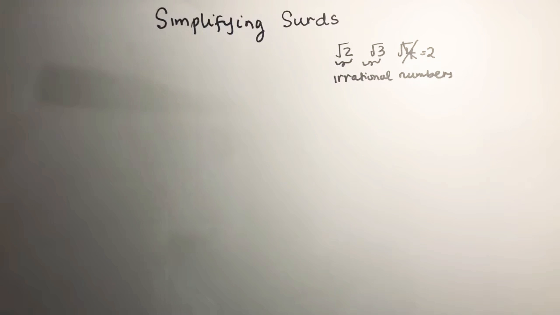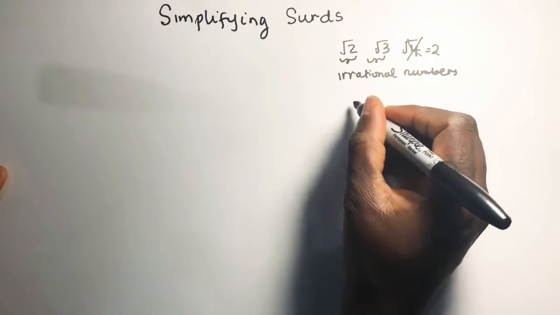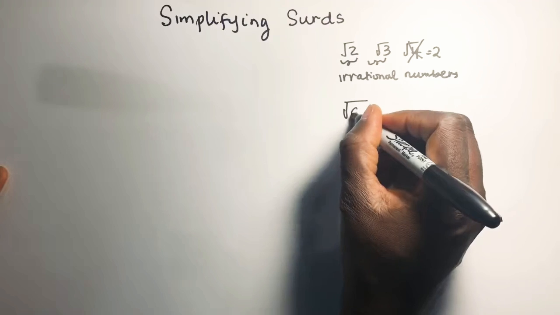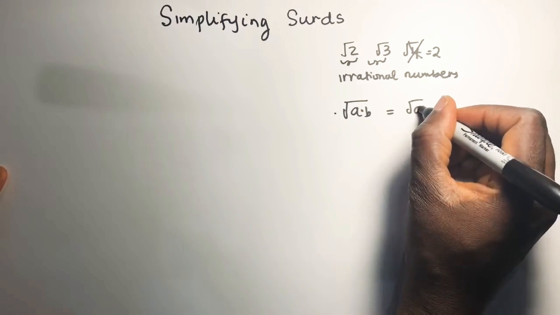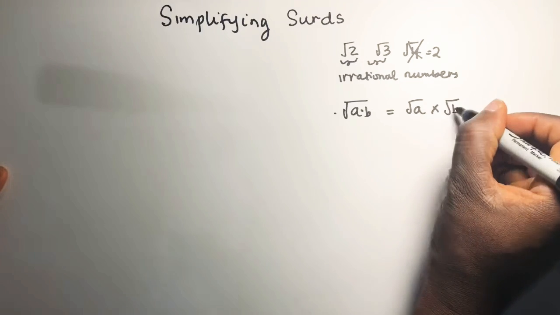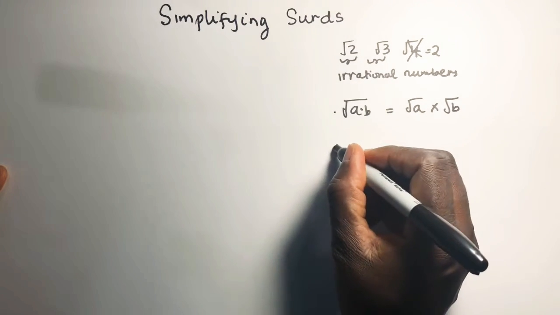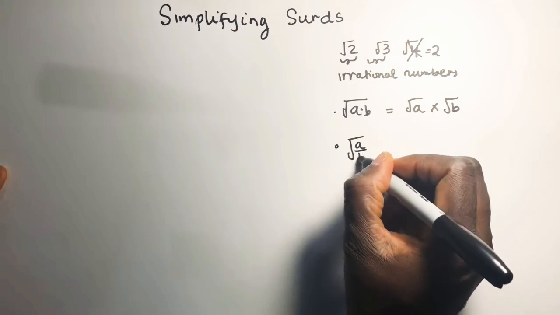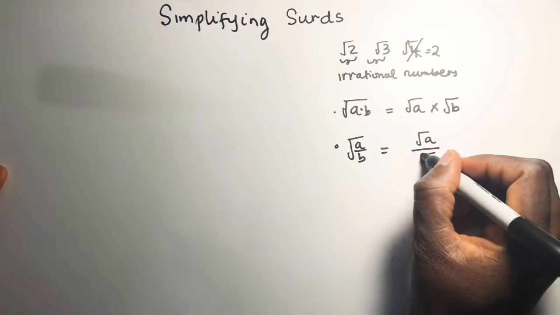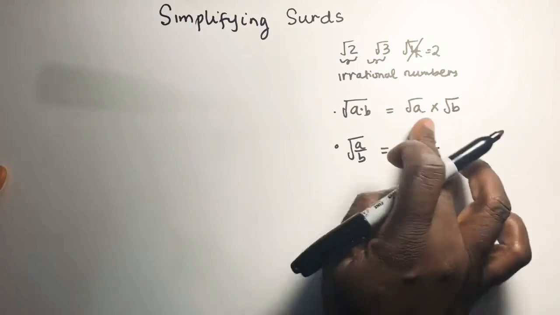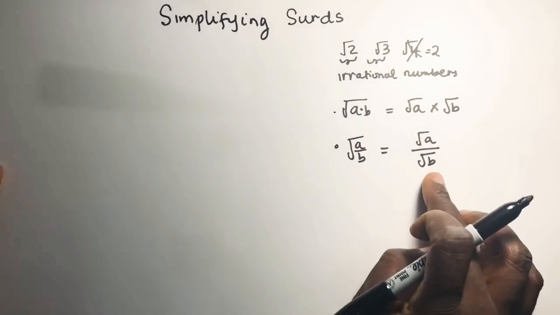There are two main rules which you are required to know if you want to be able to simplify surds. The two rules are the square root of a times b is equal to the square root of a times the square root of b. And the second rule is the square root of a over b is equal to the square root of a over the square root of b. So that's when you're multiplying surds, and that's when you're dividing surds.